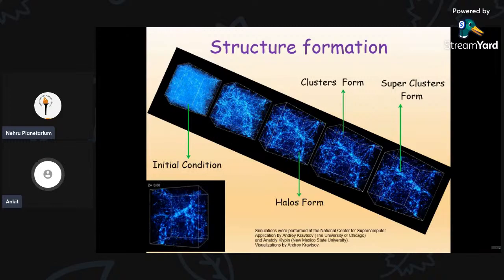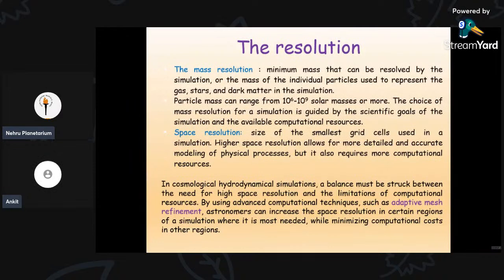But there is a question of the resolution. So where are we lacking? Why can't we resolve so much? The reason is the mass resolution that we currently have. If you are simulating a sample of the universe of, let's say, 50 megaparsec or 500 megaparsec, it can range from 10^6 to 10^9 solar masses or more. That means your star, which is one solar mass, two solar mass, 100 solar mass, we are not able to resolve those. We are resolving hundreds and thousands of stars, and we call them one particle. So these are the stellar particles, as we call them.